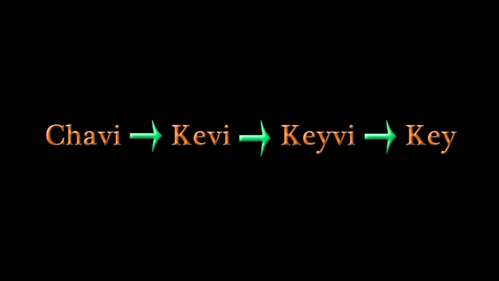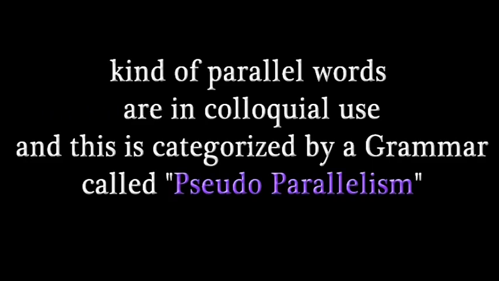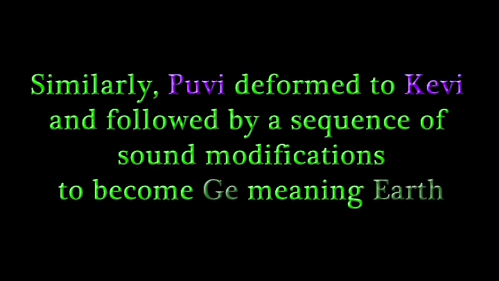I would give an example. The Tamil word for key is chavi. It is this chavi that deformed to key: chavi, kivi, kiwi, key. Palam kilam, puvi kivi, chavi kivi, Neram Kiram, Mala Kila kind of parallel words are in colloquial use, and this is categorized by a grammar called pseudo-parallelism in Tamil. Similarly, Puvi deformed to Kivi and followed a sequence of sound modifications to become G, meaning earth.